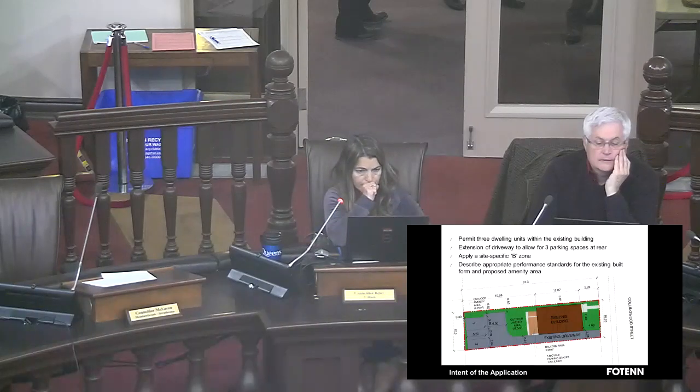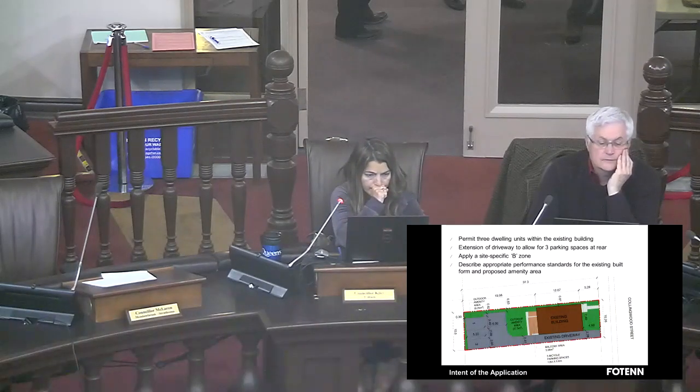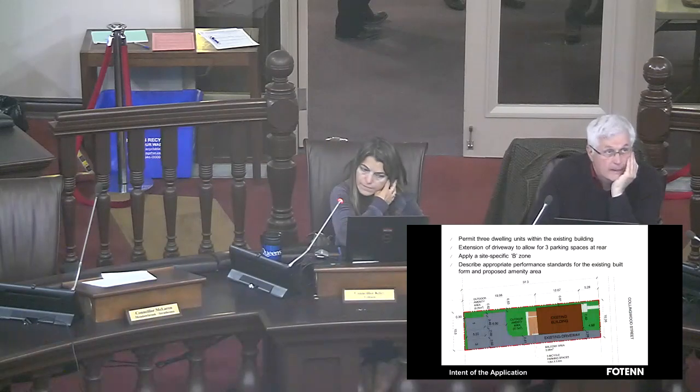So the purpose of this application this evening is to permit the 3-unit dwelling, so to permit it as a triplex. We're asking to apply a site-specific B zone to do that, which would describe performance standards of the existing building. And you'll see that there are some deviations from what the B zone allows.